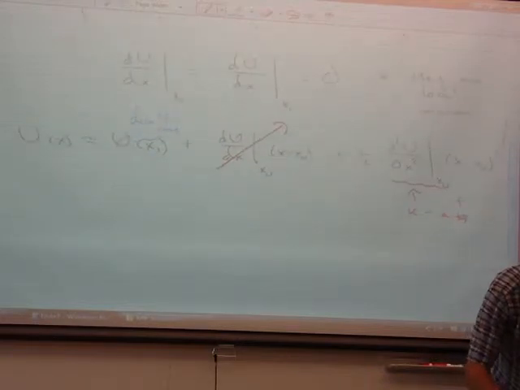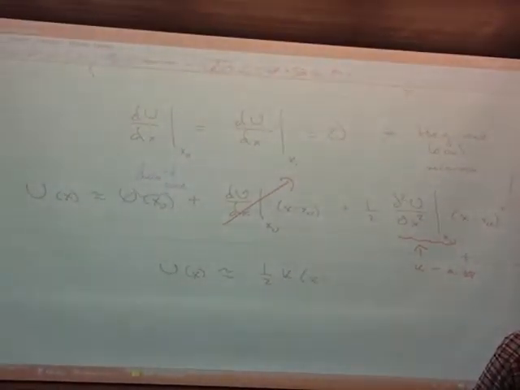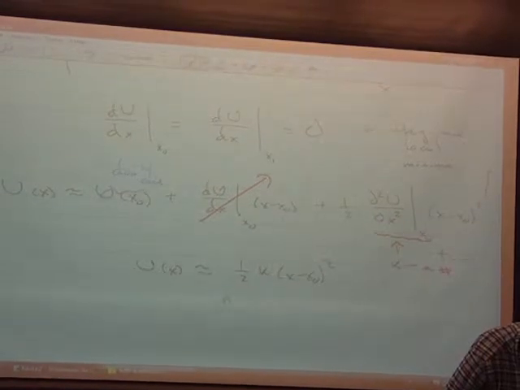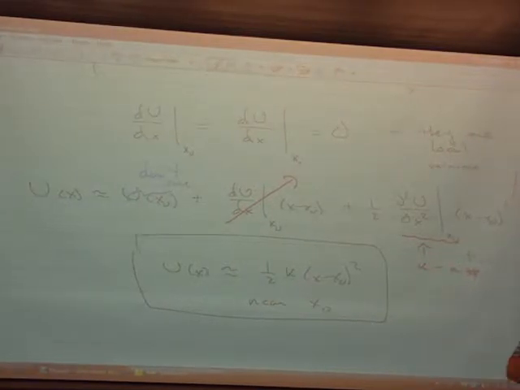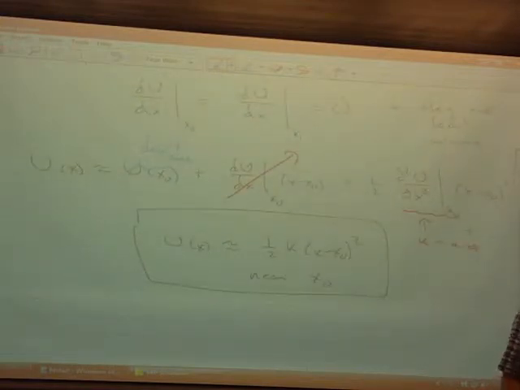And what we're left with, then, is u of x is approximately 1/2 k (x minus x0) squared near x0. And now we all jump up and down because we've discovered that in the region of the minima of our potential energy function, our potential energy looks like a simple harmonic oscillator. All right. Spring would be fine too. Spring is perfectly fine.